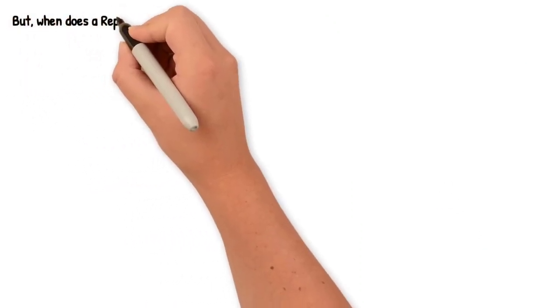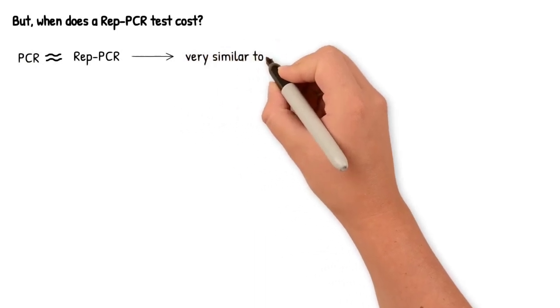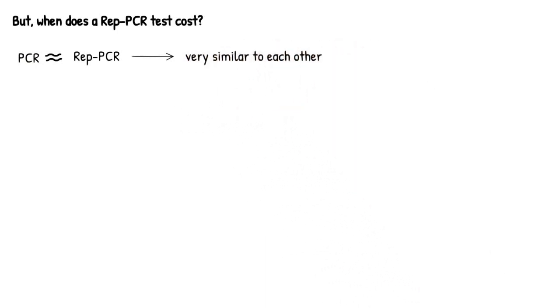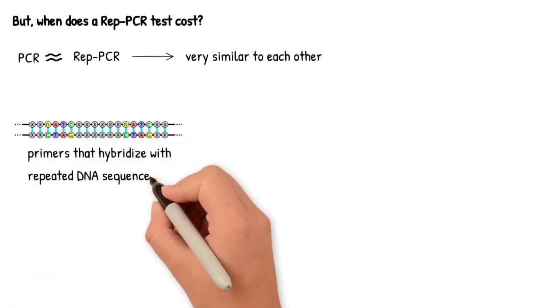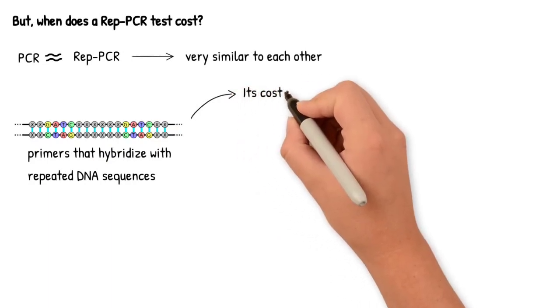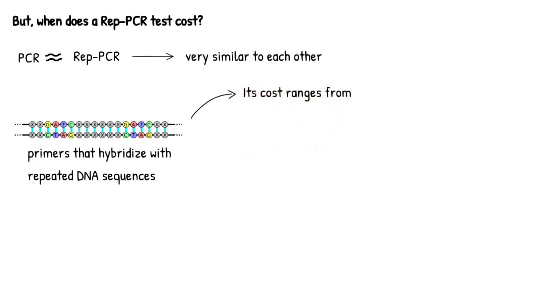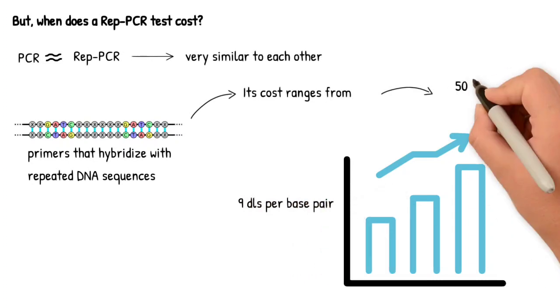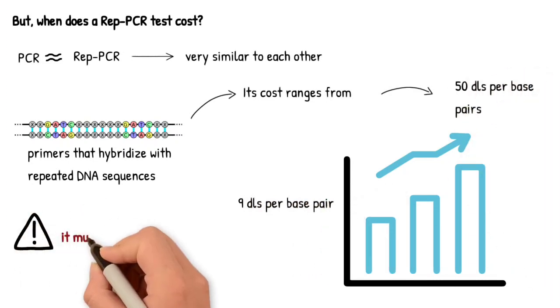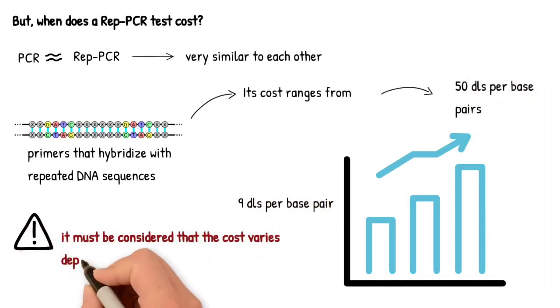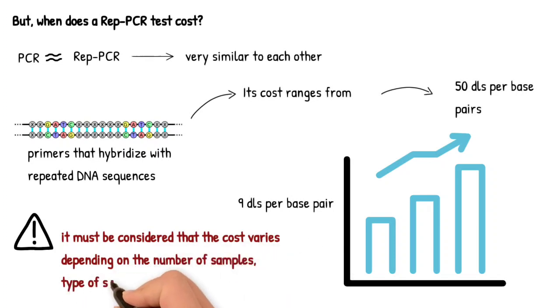But what are the costs for Rep-PCR test? The general PCR test and the Rep-PCR test are very similar, so it can be considered that they will present similar costs. But one of the main differences is the primers used in Rep-PCR test, since its extra cost ranges from $9 to $15 per base pair. However, it must be considered that the cost varies depending on the number of samples, type of samples, and oligos to be used.